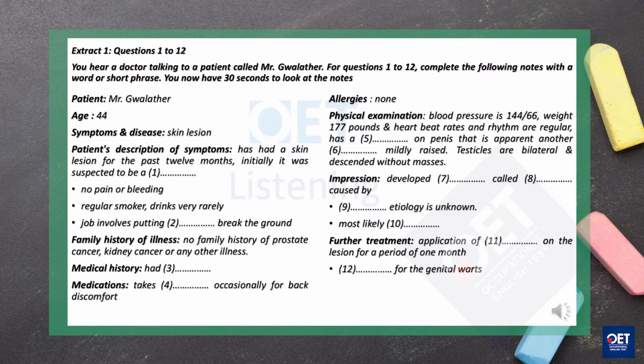No, doctor. Well, your physical examination shows your blood pressure is 144/66, weight 177 pounds, your heartbeat rates and rhythm are regular. You have a pedunculated lesion on the dorsum of your penis that is apparent. There is also another brown lesion, mildly raised. Your testicles are bilateral and descended without masses.